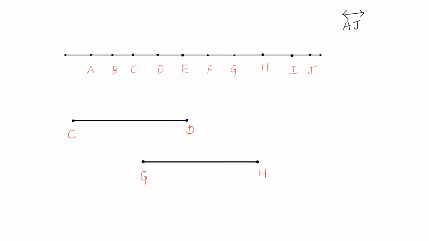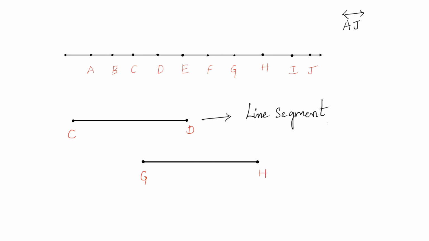Now I am going to take a part of it. That is, for example, C and D. I have taken the part of CD. Similarly, I have taken a part of GH also. So what are CD and GH called? These are line segments. CD is called a line segment. Similarly, GH is also known as a line segment.